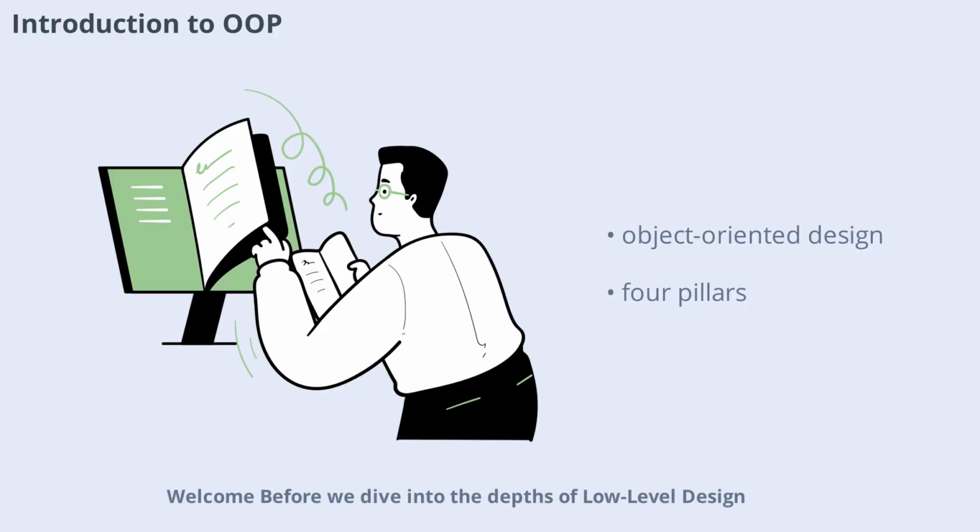Welcome. Before we dive into the depths of low-level design, it's essential to revisit the core principles that shape modern software development, the four pillars of object-oriented design. These pillars, encapsulation, inheritance, polymorphism, and abstraction, are the foundation for building robust, maintainable, and scalable systems. In this video, we'll break down each concept with relatable examples, so whether you're refreshing your knowledge or learning for the first time, you'll walk away with a clear understanding. Let's start our journey by exploring what makes these principles so powerful in the world of programming.